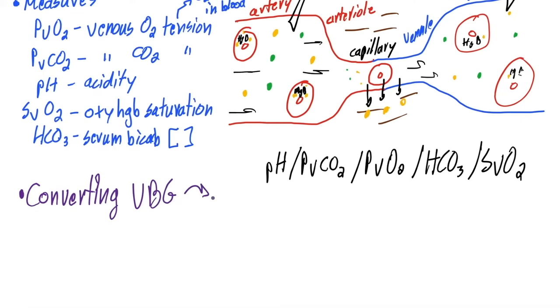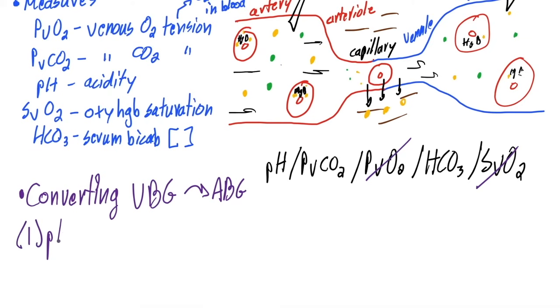Things to note is that your SVO2 can't be converted and your PVO2 can't be converted. So your oxygen tension and your oxyhemoglobin saturation, because going through this capillary, oxygen comes off the hemoglobin and out of the blood. So the oxyhemoglobin saturation and the dissolved oxygen in a vein are much different than they are in an artery. So those two don't equate. But the acidity stays about the same, the carbon dioxide stays about the same, and the amount of bicarb stays about the same. But what is about the same?